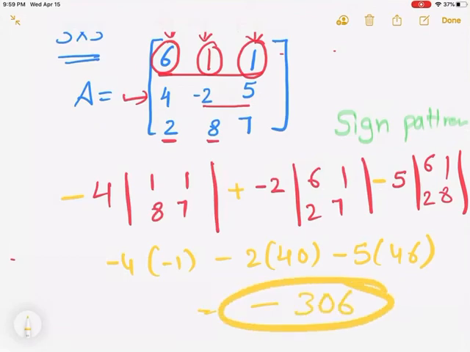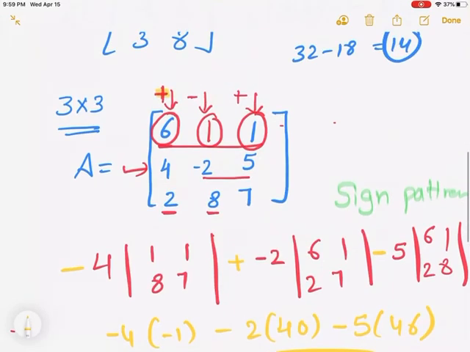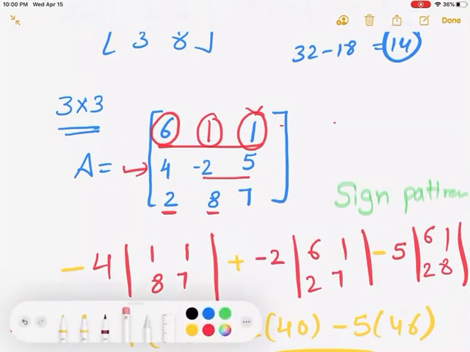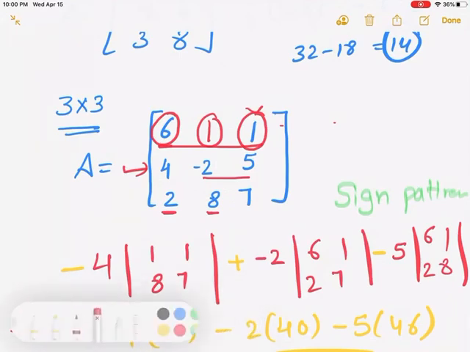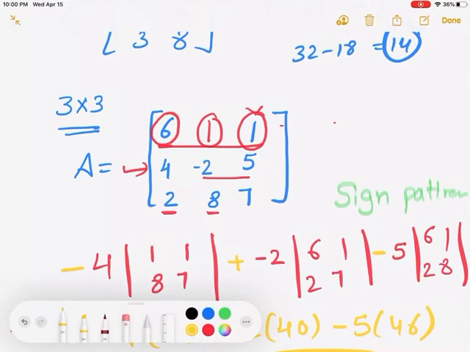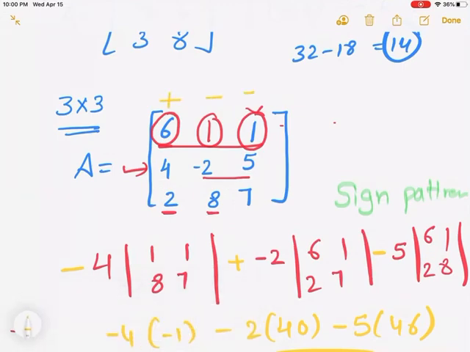All right, now let's talk about the sign pattern. I don't know if you paid attention to this or not. Let me erase all these. Okay, so when I did the first and third row, my sign pattern was plus, minus, and plus. Plus, minus, and plus. But when I did the middle row, I did negative, positive, and negative.